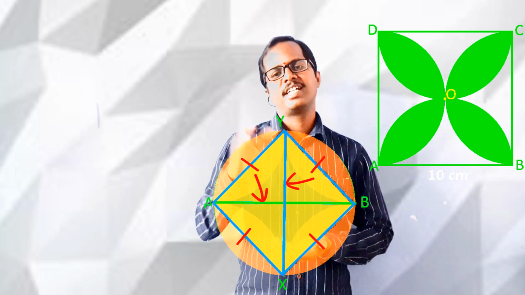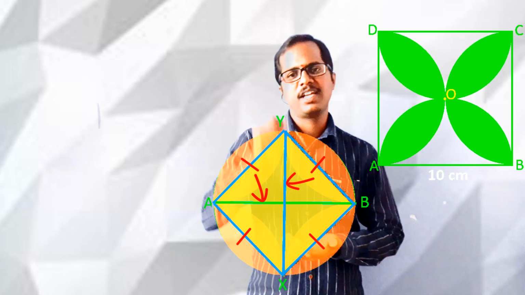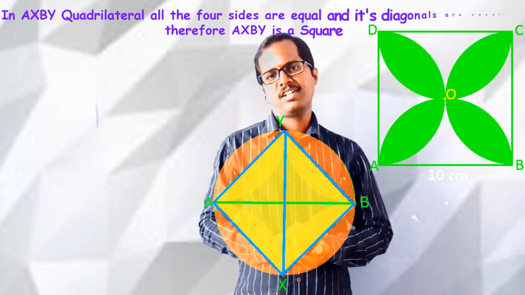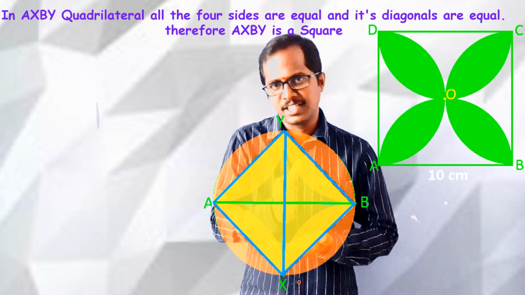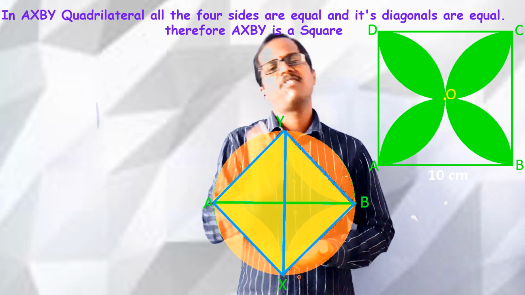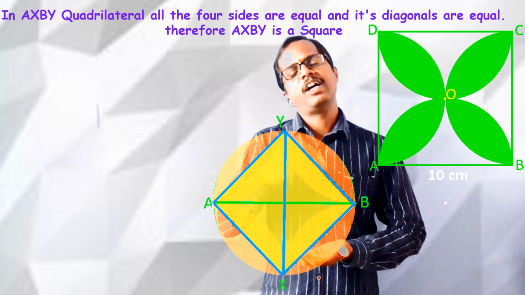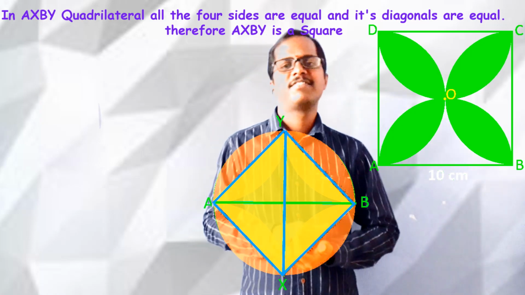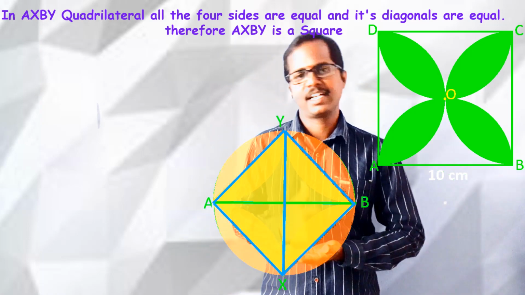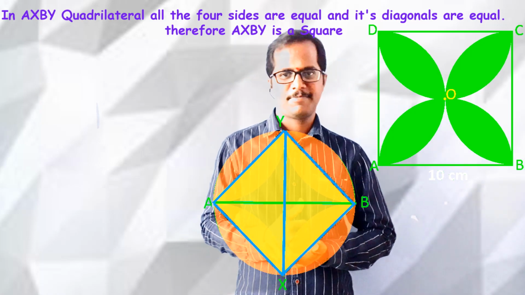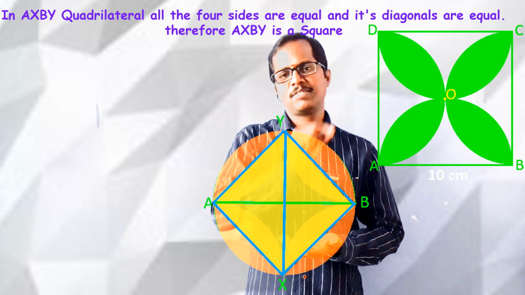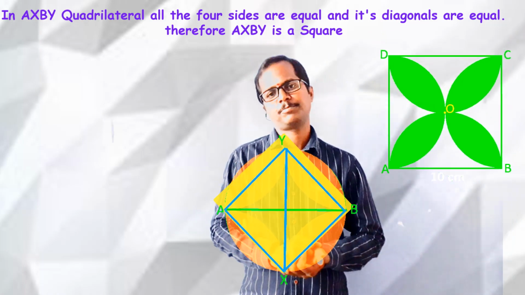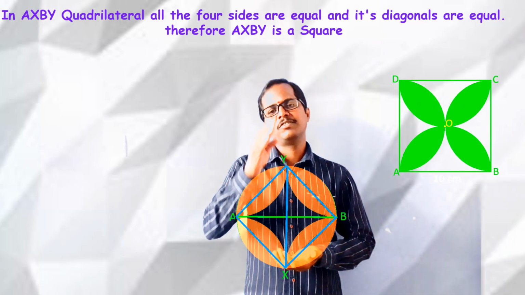So that means for the quadrilateral AXBY, all the four sides are equal and the diagonals are also equal. So this quadrilateral is nothing but a square, since only in a square do we have all the four sides equal and the lengths of the diagonals equal. So now we understood that quadrilateral AXBY is a square, and in this square the length of its diagonal is 10 centimeters.